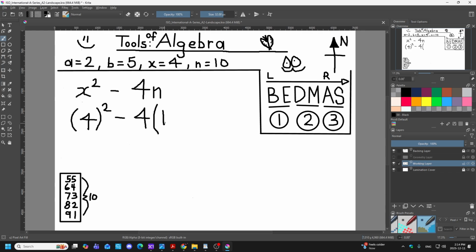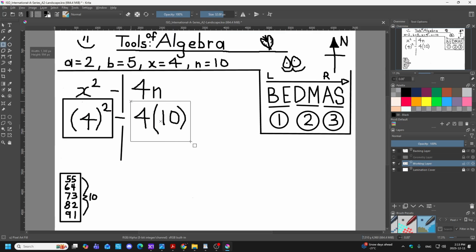It does not hurt to double check. Okay, x is 4. Okay, perfect. That's squared. All right. Subtract 4 times n. N is 10. There we go. Same concepts, guys and gals, right? We have a left-hand side and a right-hand side. We can solve them independently of each other.